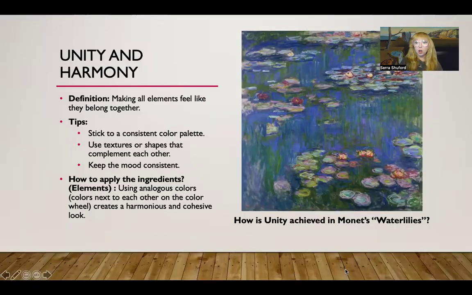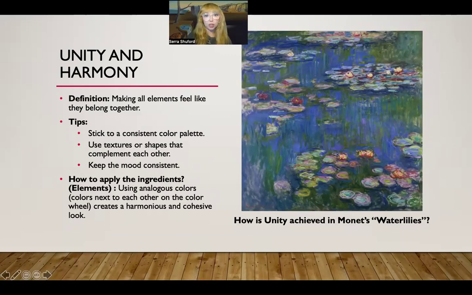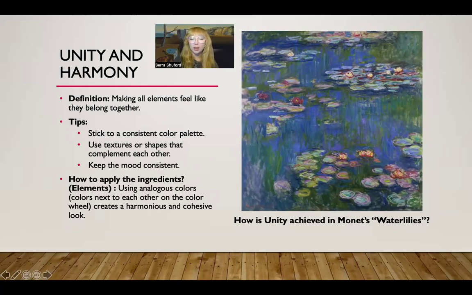All right, we stopped on unity and harmony. These are kind of like rhythm and repetition, where they sort of play off of each other, or they sort of mean the same thing, honestly. So the definition is making all elements feel like they belong together, or like they're connected. So some tips for this is stick to a consistent color palette, use texture or shapes that complement each other, and keep the mood consistent. So really the opposite of the contrast one. Unity and contrast are like total opposites.